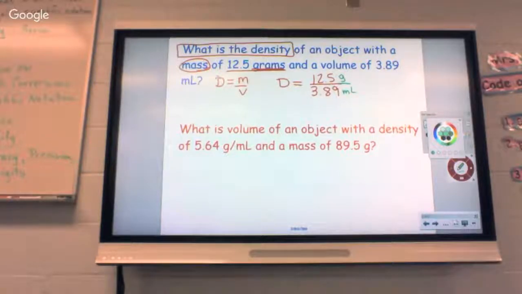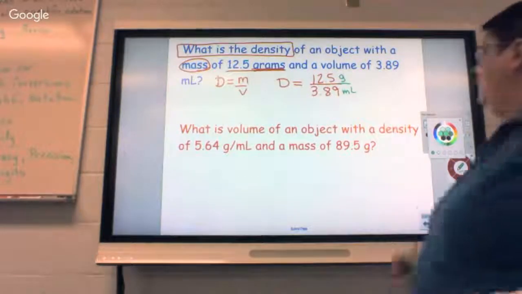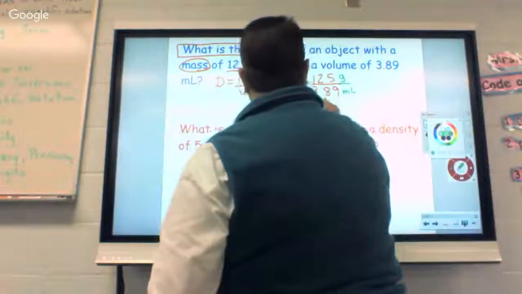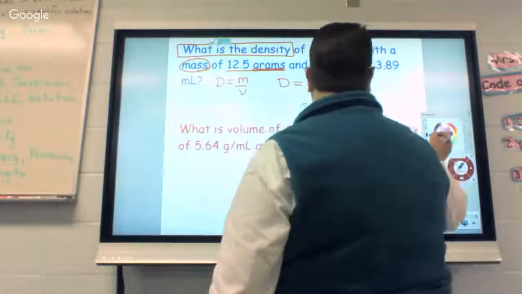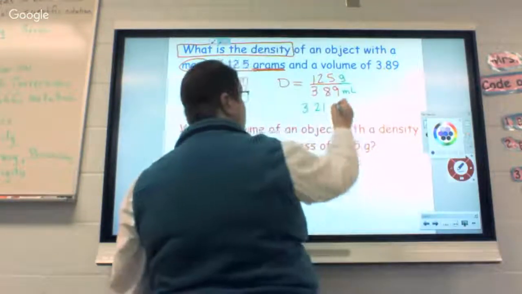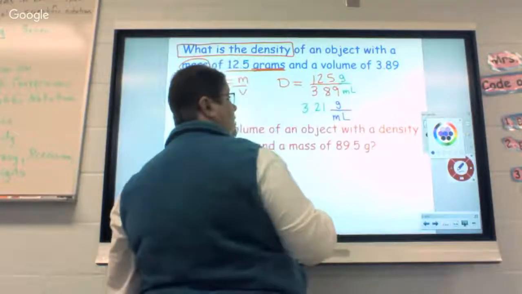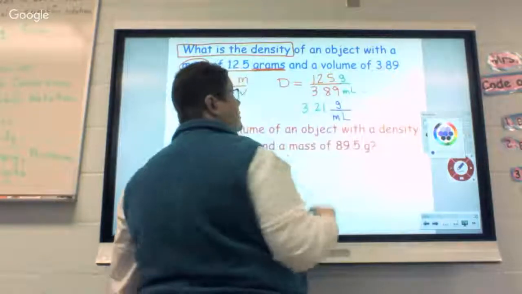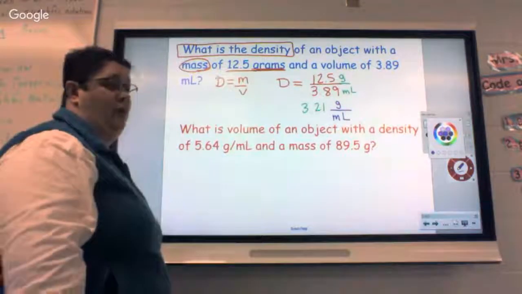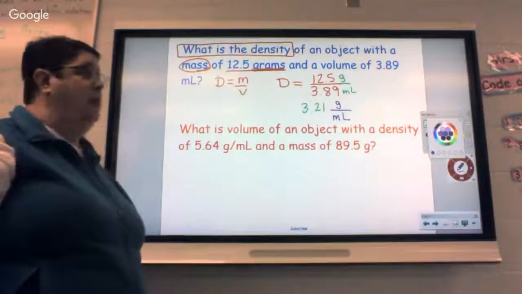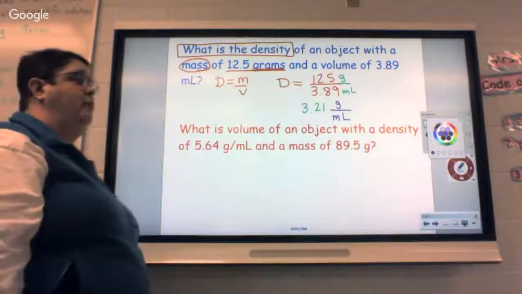Anything the same? No. So when we divide this number and get whatever it is we get, 3.21, when we write the unit down, we have to keep grams over milliliters because neither of those units will cancel each other out. Neither of them are the same, and so you have to write both units.